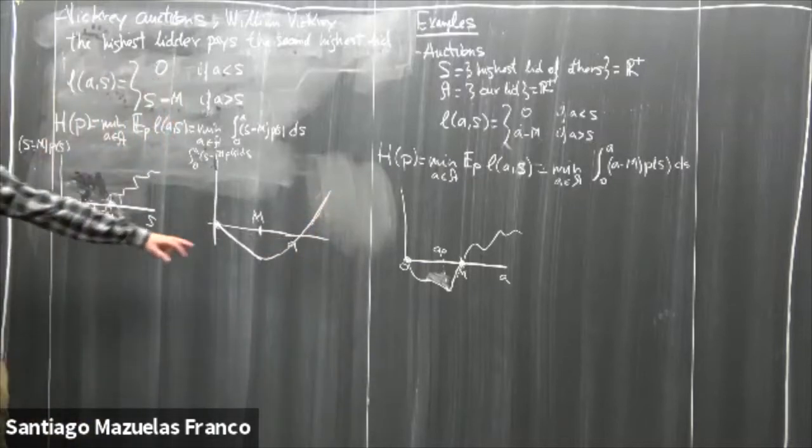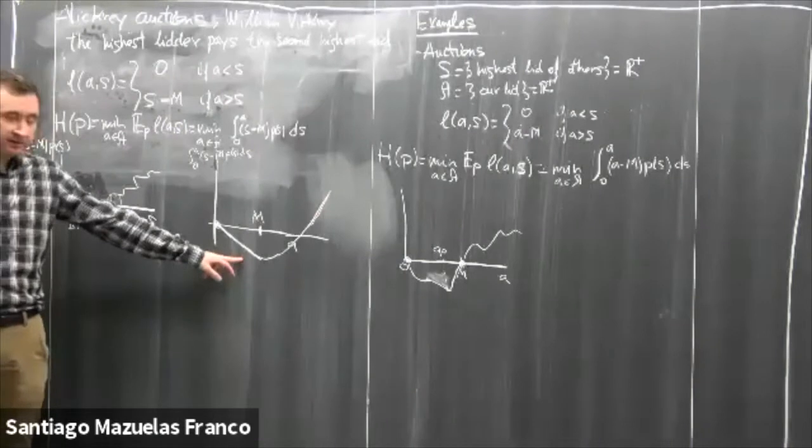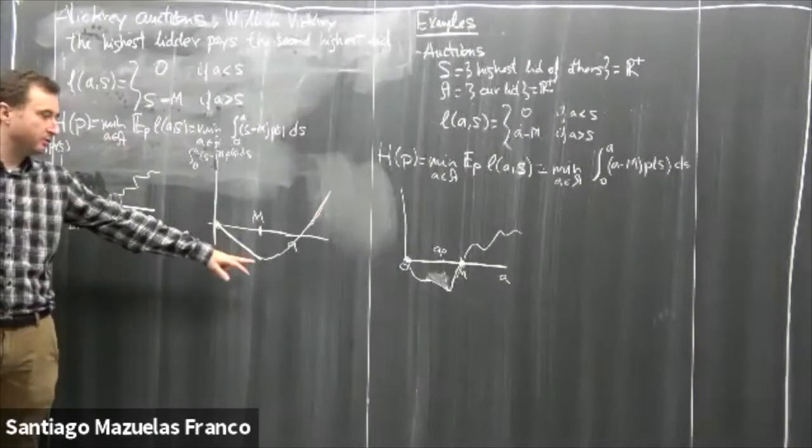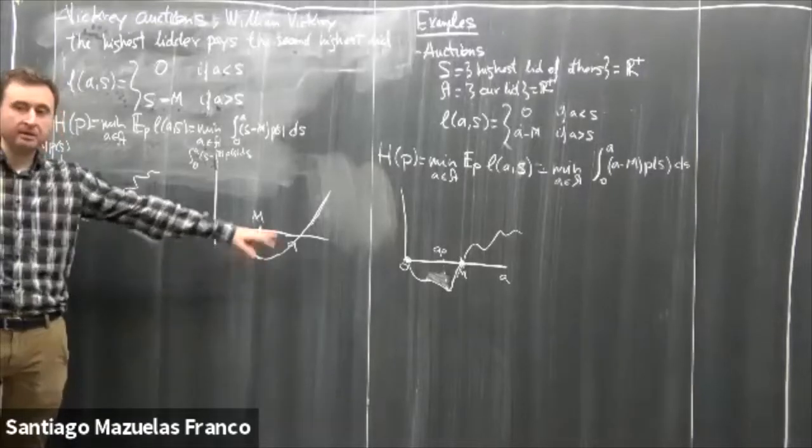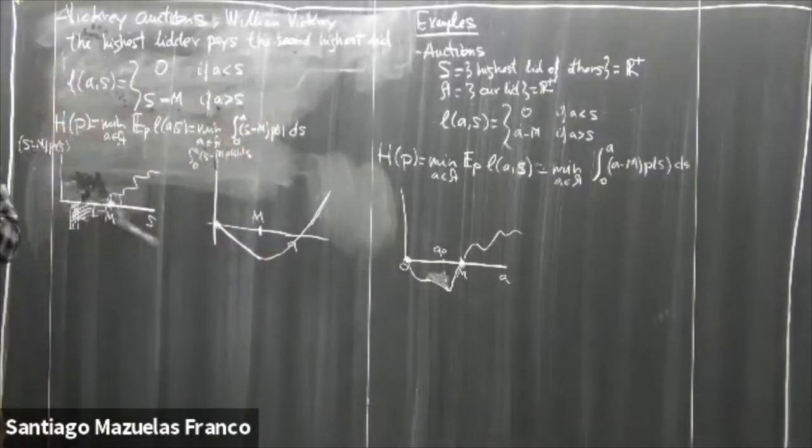Is it clear that the function is always going to be like this? Going down, having the minimum here, exactly in M, and then going up. I hope that's clear. If it's not clear for everybody, it's more or less.